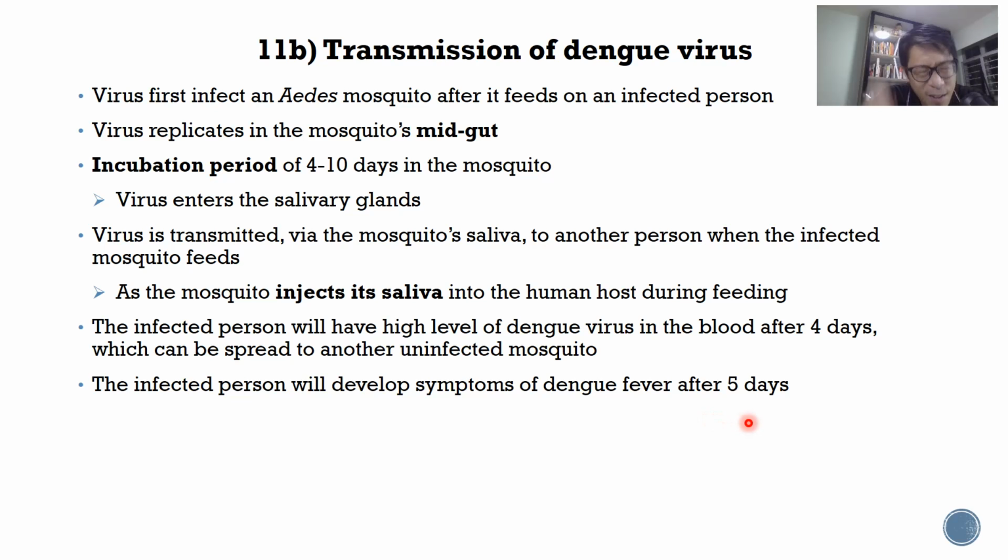You see that the symptoms of dengue fever as a disease only develop after about 5 days, which is after the number of days where this person can transmit the virus to another mosquito. So this infected person may not even know that he or she is sick, but he or she is able to transmit the virus. That's what makes the virus and the disease so successful.